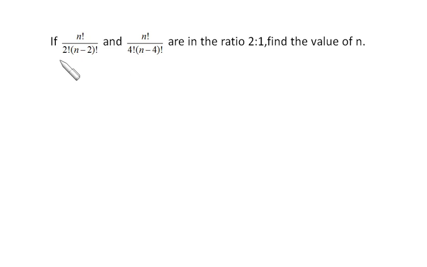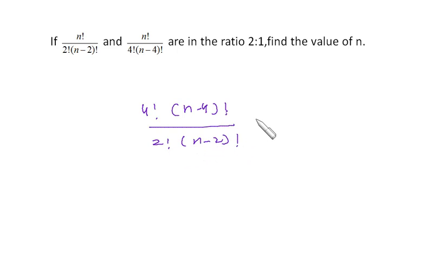If the ratio of these two expressions is 2:1, we have to find the value of n. Now let's divide. If we divide this by this, the n factorial and this n factorial will get cancelled. So finally we will be getting 4 factorial (n minus 4) factorial by 2 factorial (n minus 2) factorial is equal to 2 into 2 by 1, right? So this ratio is 2 by 1.